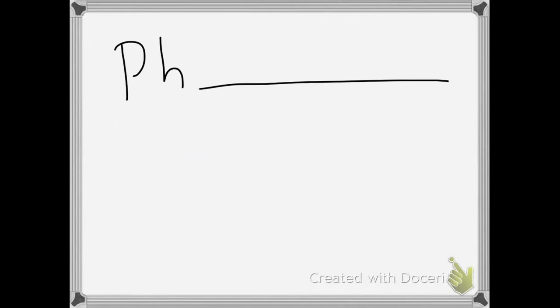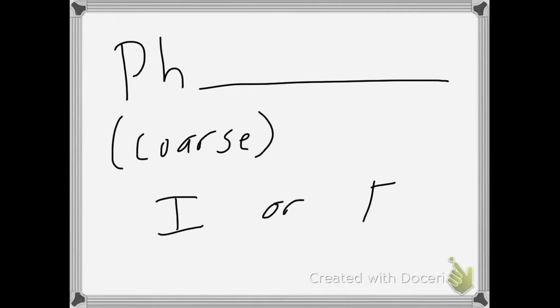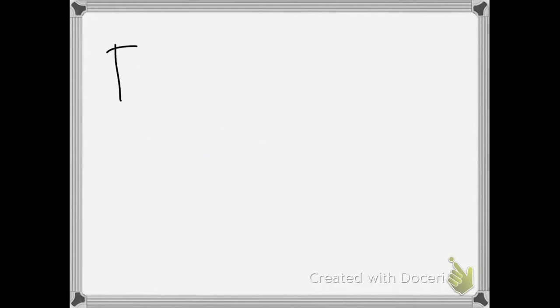The next texture name starts with a pH, and it means that it is a coarse-grained igneous rock. So what is the pH word? So that's phaneritic, and it is intrusive.